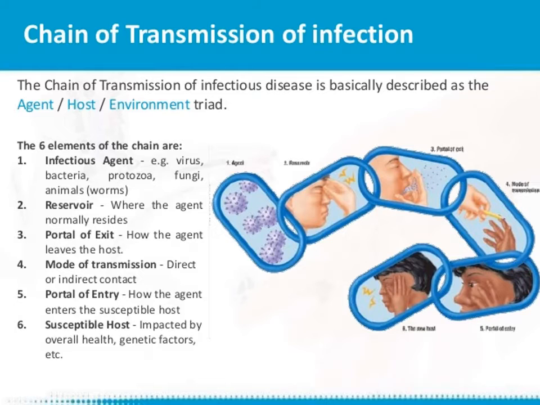And then we'll talk about the susceptible host. Just because you come in contact with the virus or the bacteria does not necessarily mean you're going to get it. Your body has defenses, and with some things, if you come in contact, you may not get sick. So we'll talk about that as well. So those are the 6 elements of the chain of transmission.